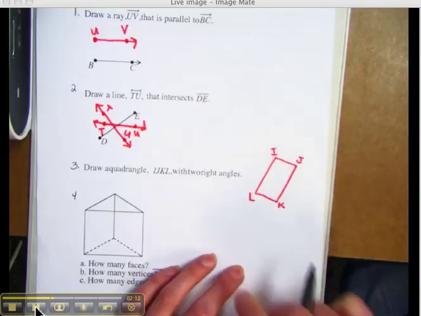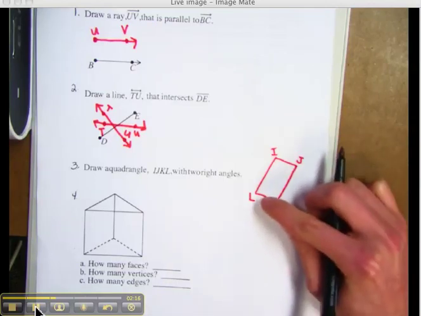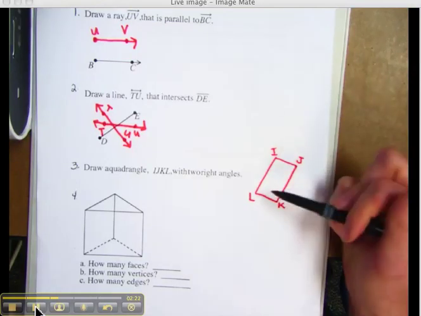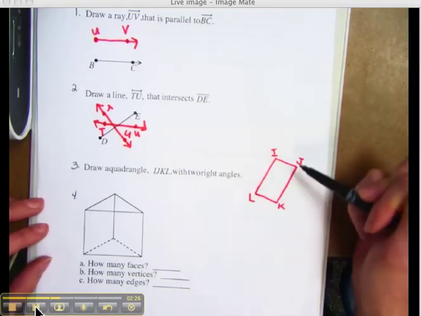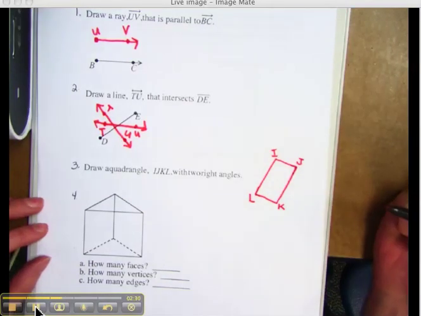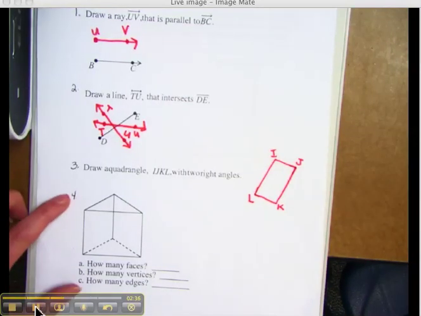IJKL. You could label your quadrangle with letters at different vertices, and that is okay, as long as you label it. Now I notice that my quadrangle has at least 2 right angles. Here's one right angle, and here's a second right angle. Remember, right angles have how many degrees? 90. Very good. Let's move on to number 4.